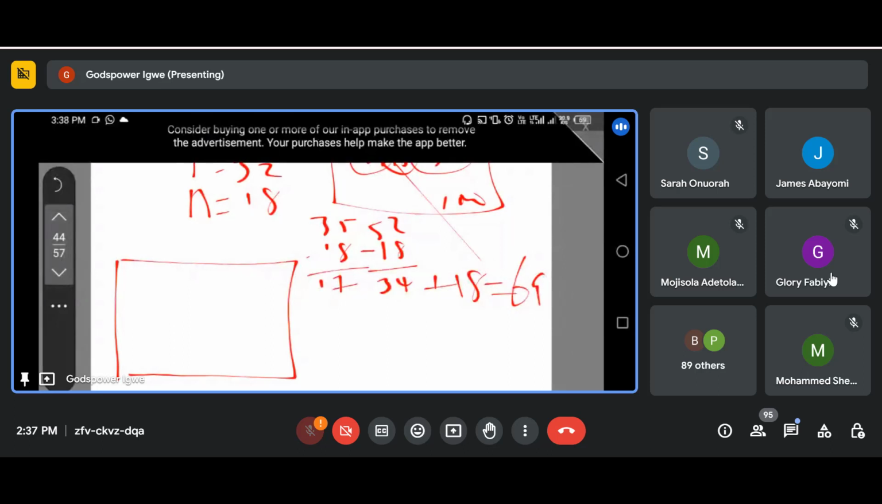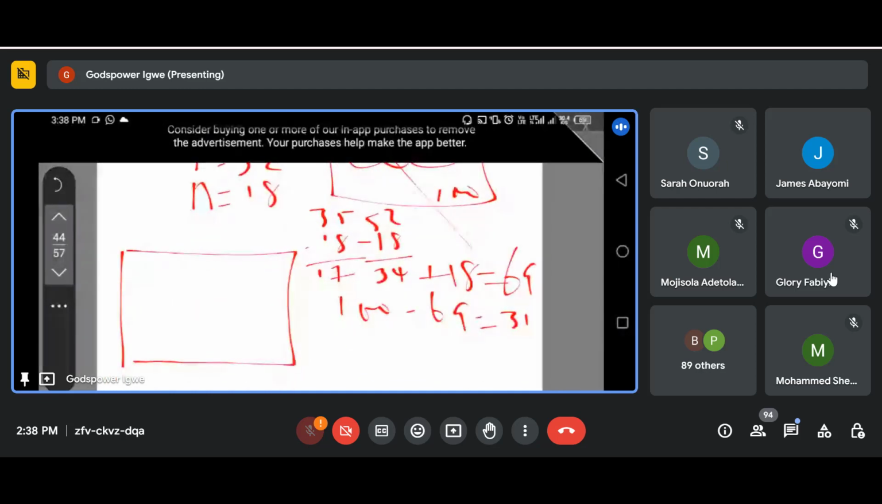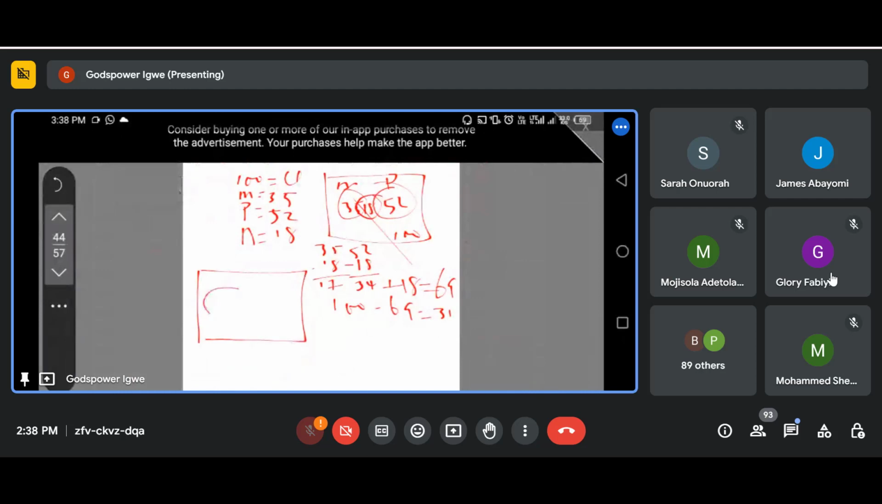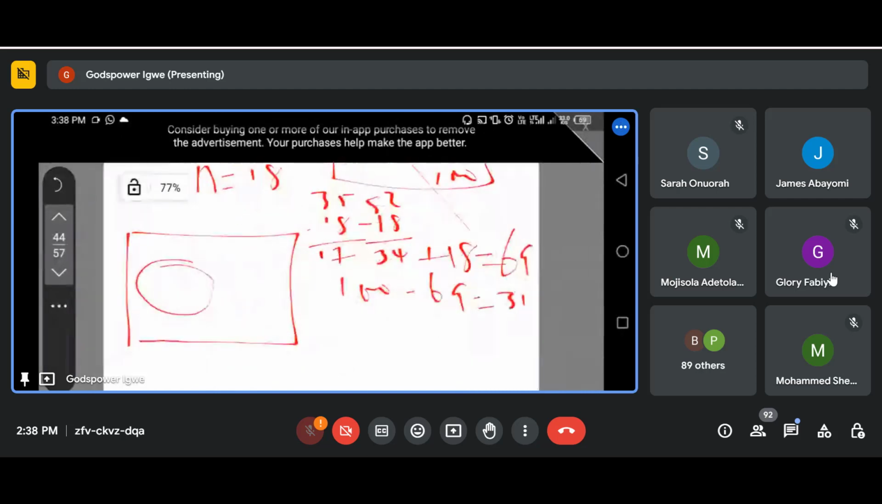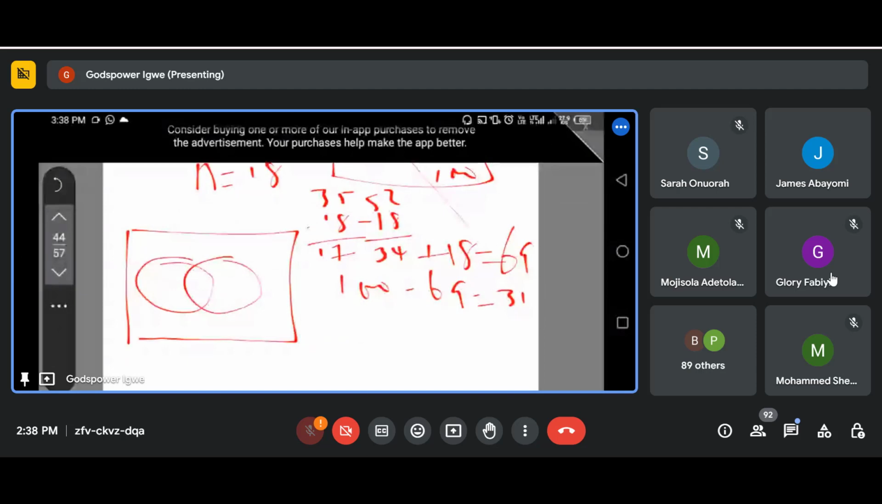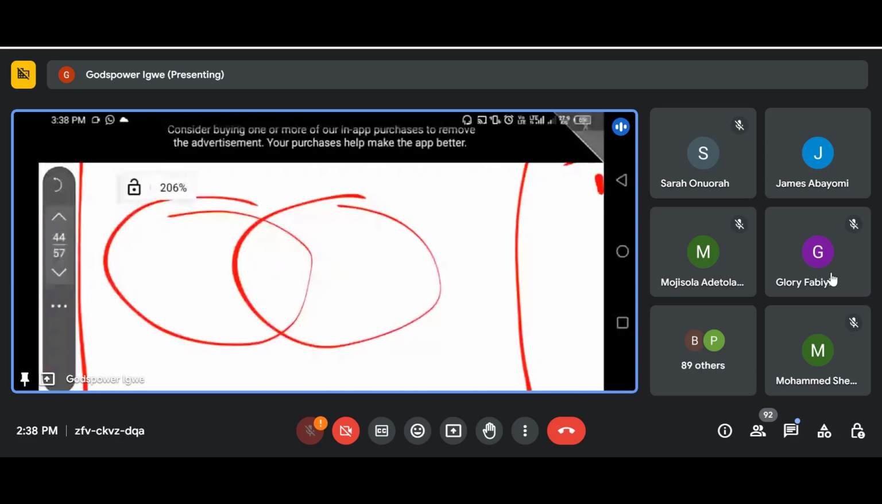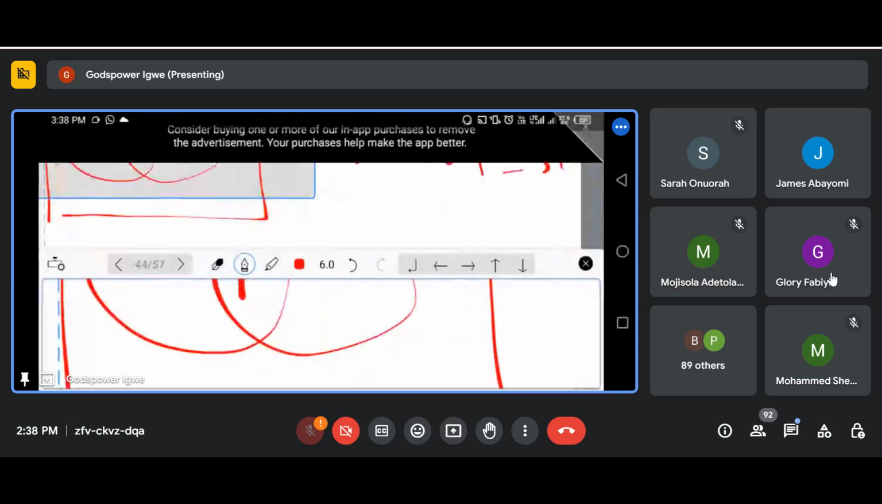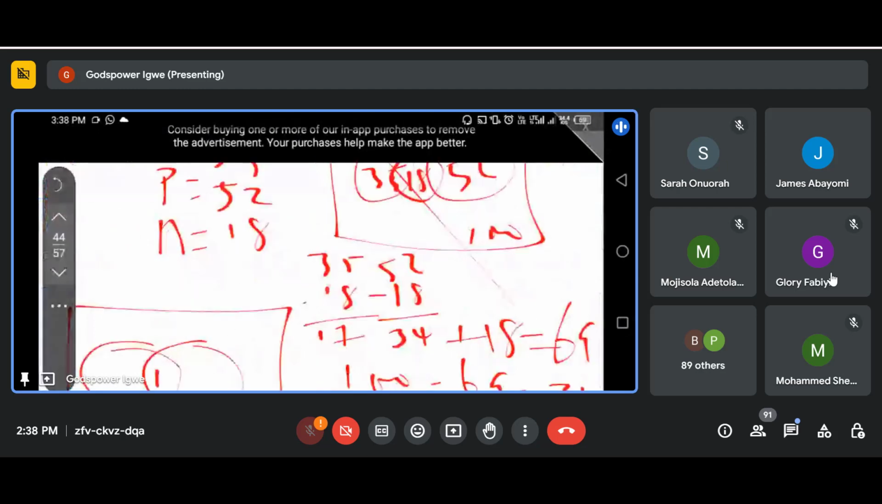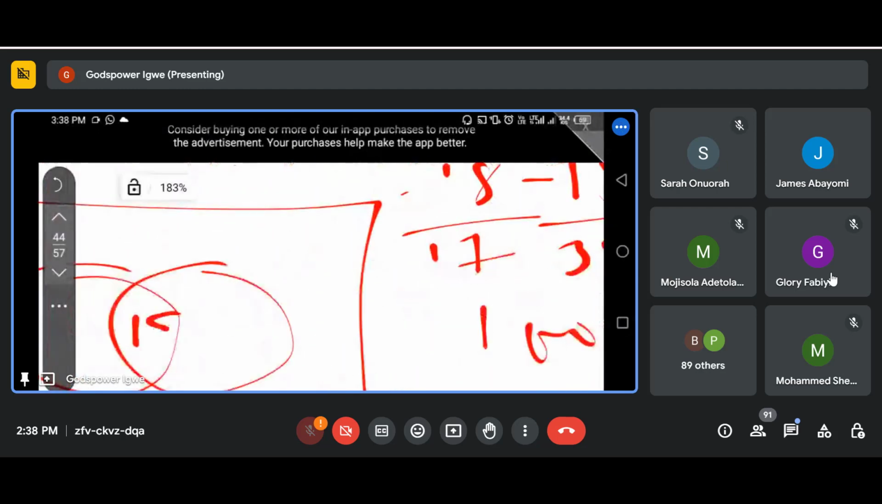Now see what I'm doing. I want you guys to understand what I'm doing. If you say 100 minus 69, it's going to give us 31. Now I'll come back to this particular part. Inside this intersection, we have 18 persons, so 18 persons are doing both physics and maths.